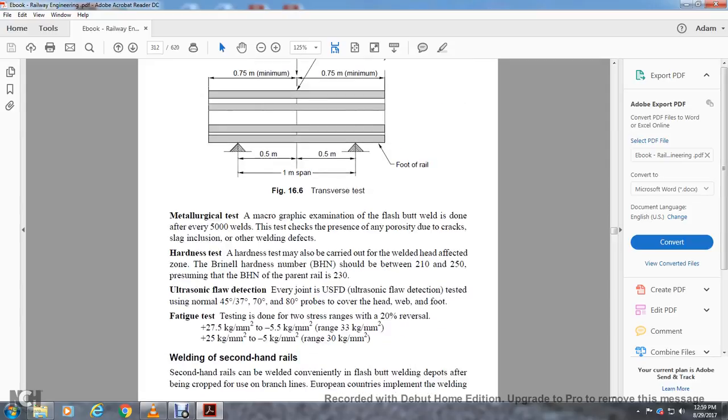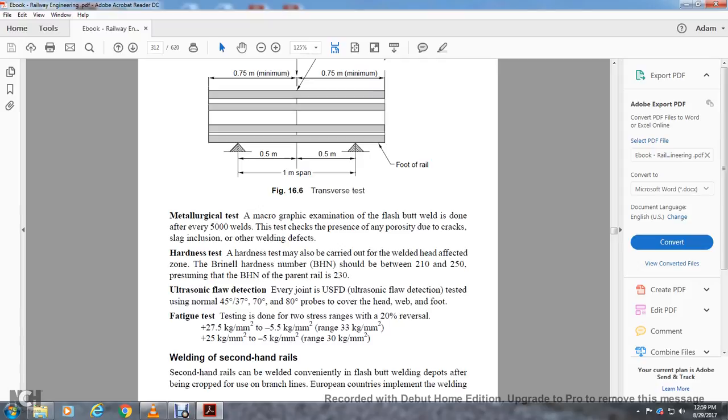The metallurgical test. Macrographic examination of flash butt welds is done with every 5,000 welds, to check for the presence of porosity, cracks, slag inclusion and other welding defects. Hardness test. The hardness test may also be carried out on the weld, as it affects brittleness. The Brinell hardness number should be between 210 and 250, considering that the Brinell hardness number of parent rail is 230.